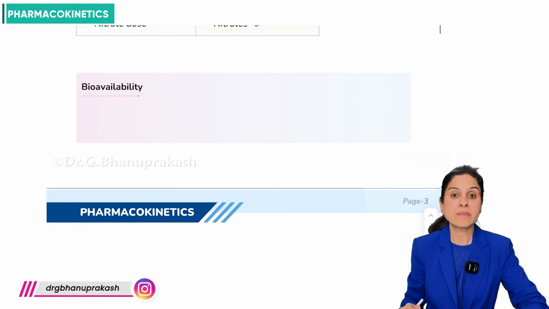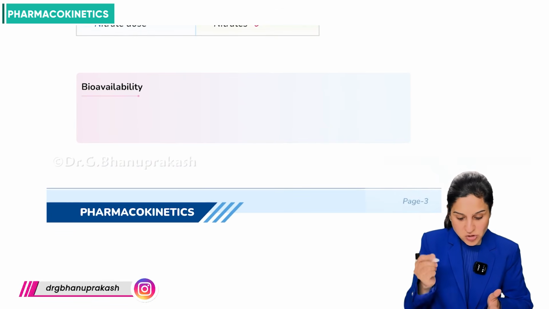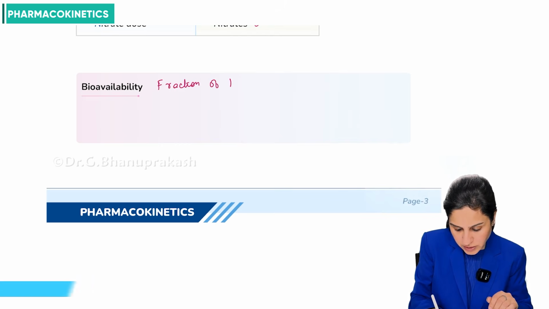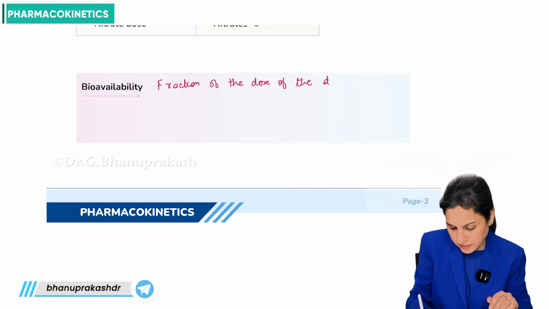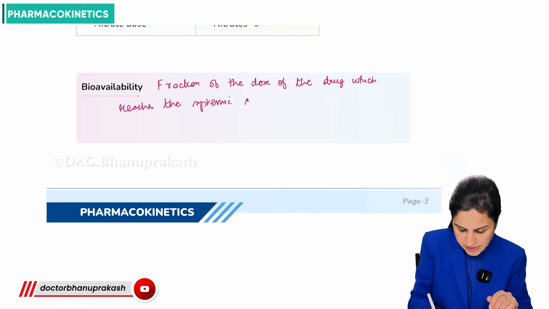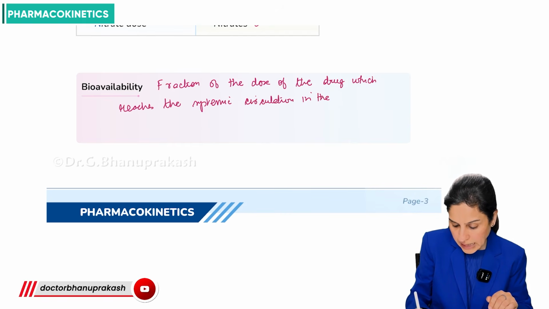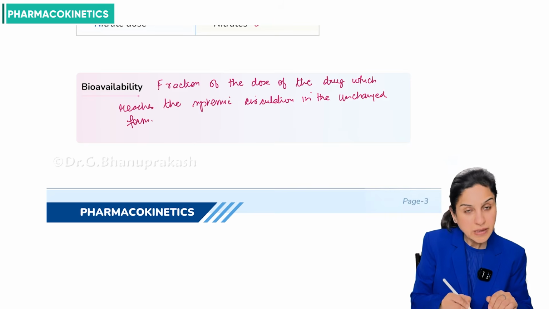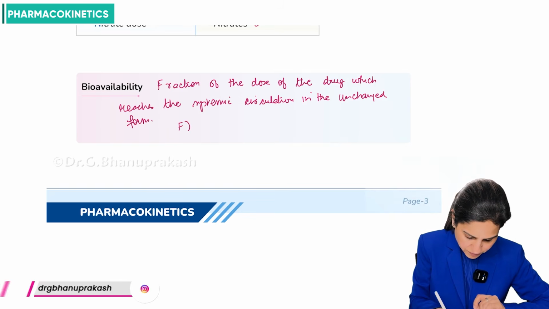So, what is bioavailability? What is the definition of bioavailability? It is the fraction of the dose of the drug which reaches the systemic circulation in the unchanged form. It is denoted by the alphabet F.